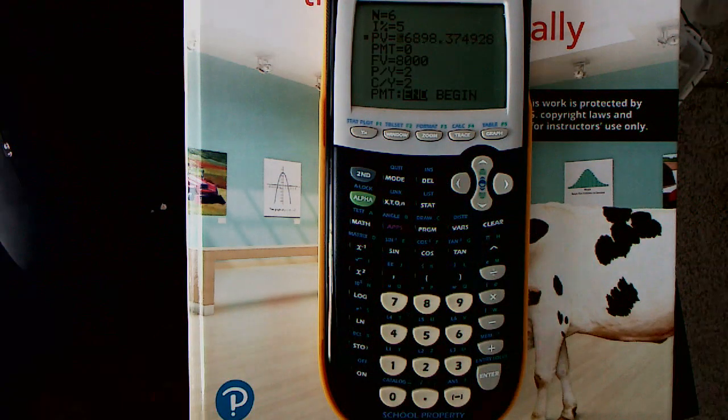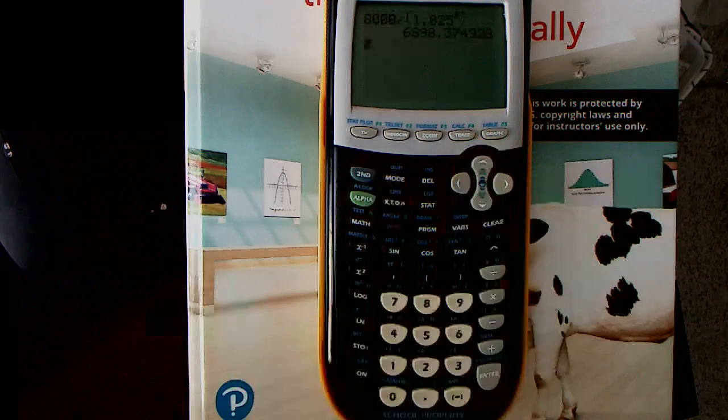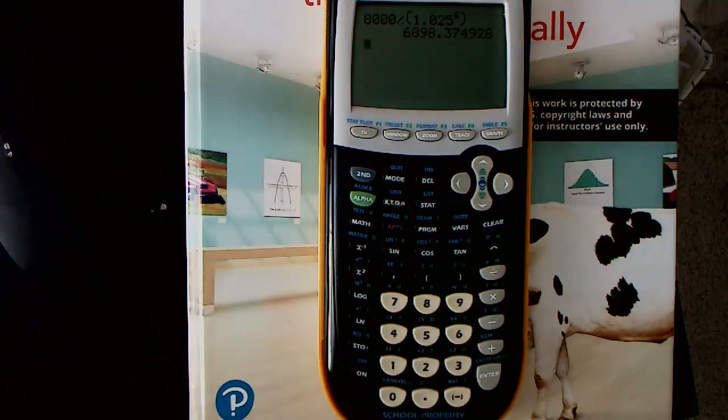Do we have the same value? 6898. Let me double check. 6898.37. Yeah, exactly the same, right? It's the same value. So the app is kind of like a shortcut. Let's go back.